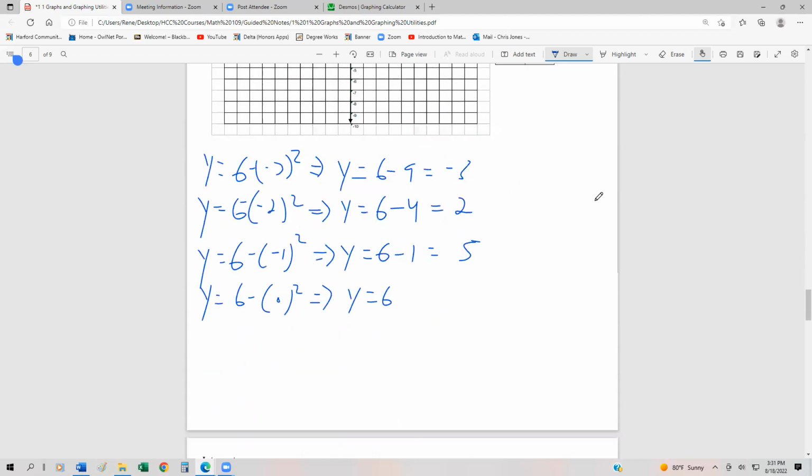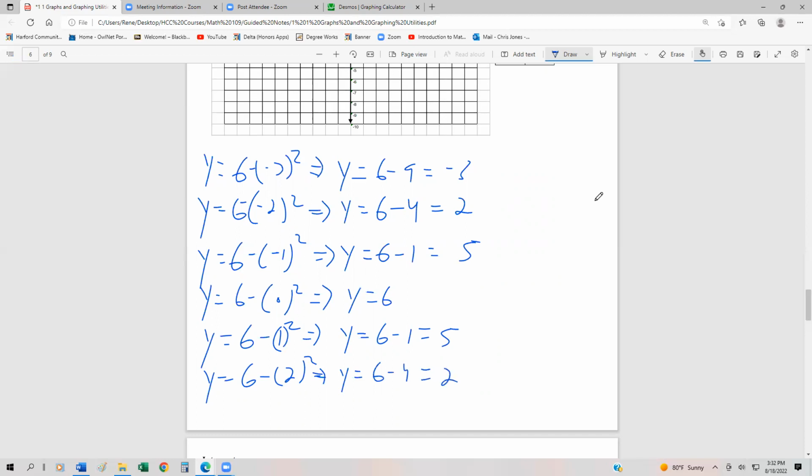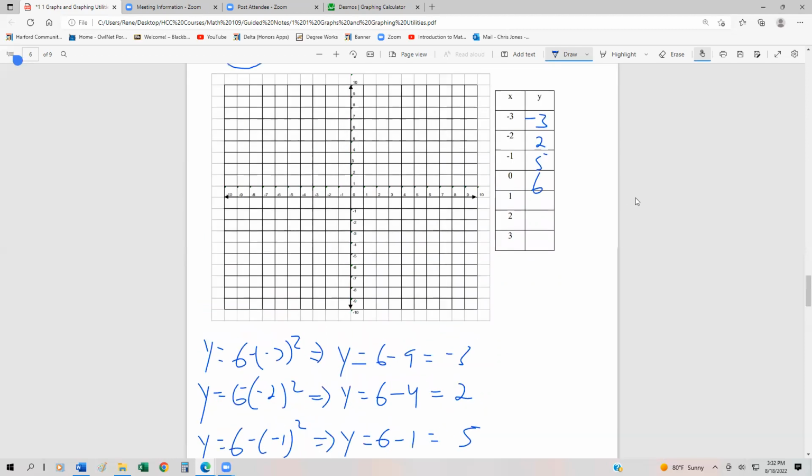All right. So now we're going to go ahead and say 6 minus 1 squared, which is just going to be y equals 6 minus 1, which is 5. And y equals 6 minus 2 squared, which is going to be y equals 6 minus 4, which is 2. And then y equals 6 minus 3 squared, which is y equals 6 minus 9, which is -3. And so it looks like we get the same values that we just got, 5, 2, -3.